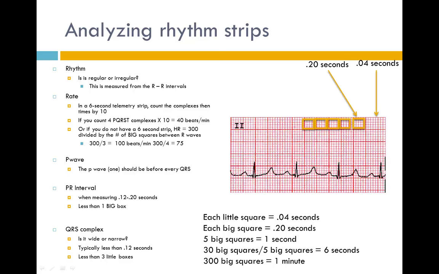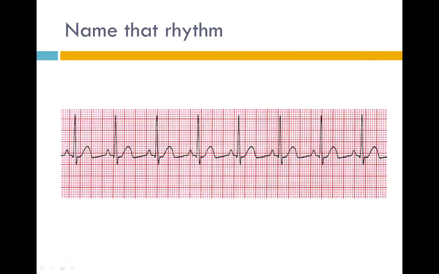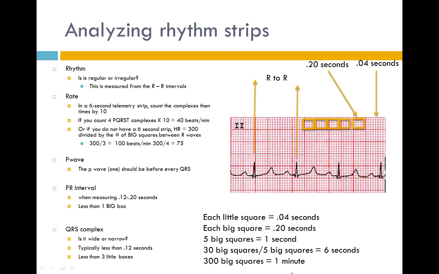The fourth evaluation is the measurement of the PR interval. The normal PR interval is between 0.12 and 0.20. So again, three to five little squares would give me the normal PR interval. If we look at this strip here and I start counting the PR interval with my mouse: 1, 2, 3, 4. So 4 times 0.04 is 0.16. So we are between 0.12 and 0.20, which means I could say, yes, this is a normal PR interval. It should be, again, less than one of those big boxes or big squares.